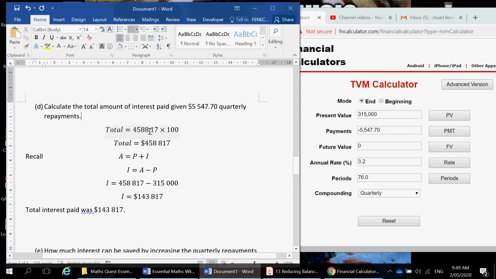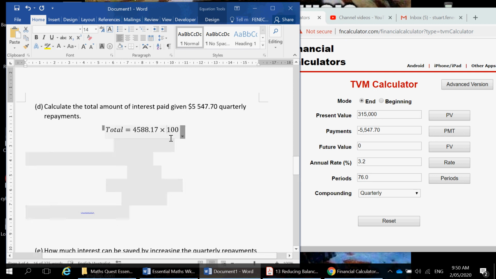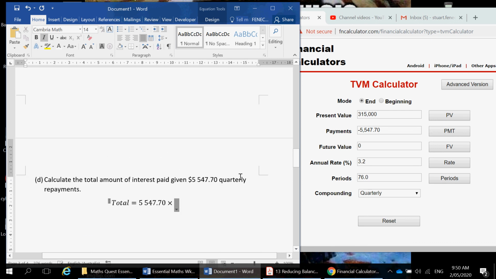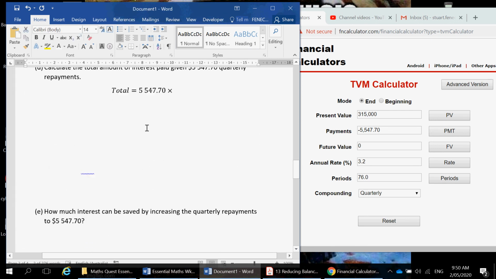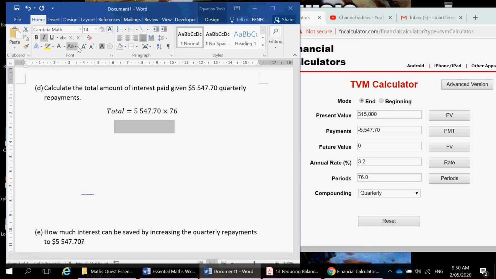Right, this time, I'll just hide all this for now because it's just going to look confusing. Right, this time the repayment is $5,547.70. And remember, the number of repayments has changed. It's 76 repayments now, 76 quarters. So the total amount he's going to pay is that for each repayment, but there's now 76 repayments. So you put that in your calculator, 554770 times 76.